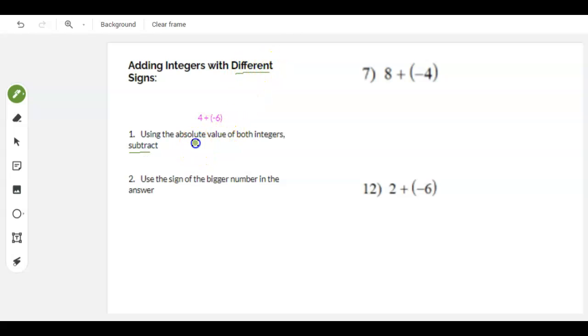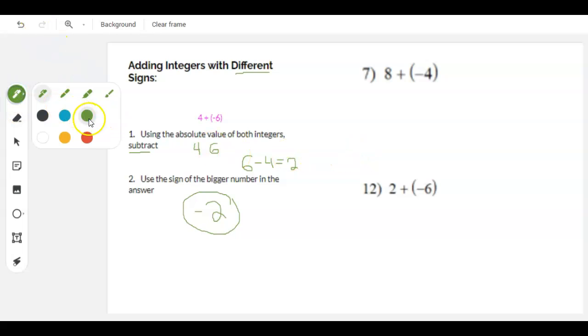So I have a 4 and a 6, okay? So I'm going to flip them in the right order for subtraction for me. 6 minus 4 equals 2. So I have this 2. I'm going to write that down here. Use the sign of the bigger number. So 6 has the bigger absolute value. So it's going to be negative because the 6 was negative. And that makes sense that I owe somebody $2 now. Okay? Pause the video. Try 7 and 12.